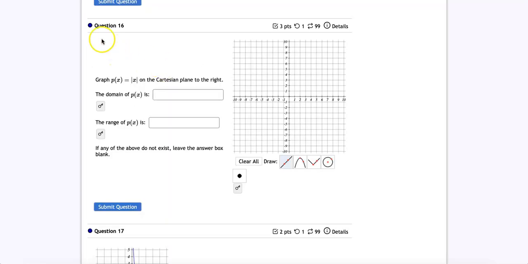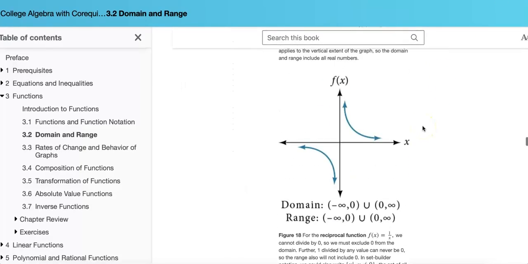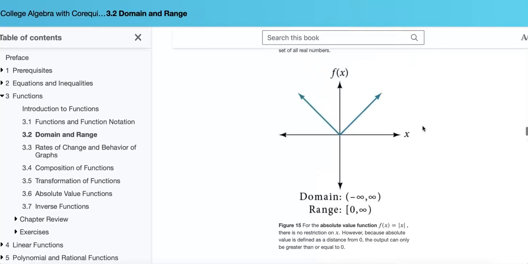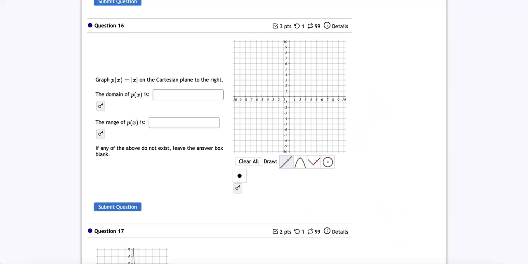So I'll do number 16 for you. In this case, you can see that we have an absolute value function. So what you could do is you could pop over to the textbook, find the absolute value function. Aha, here it is. You can observe that the domain is -infinity to +infinity. The range is from 0 to infinity. And this is what the graph looks like. Here's the function listed out.